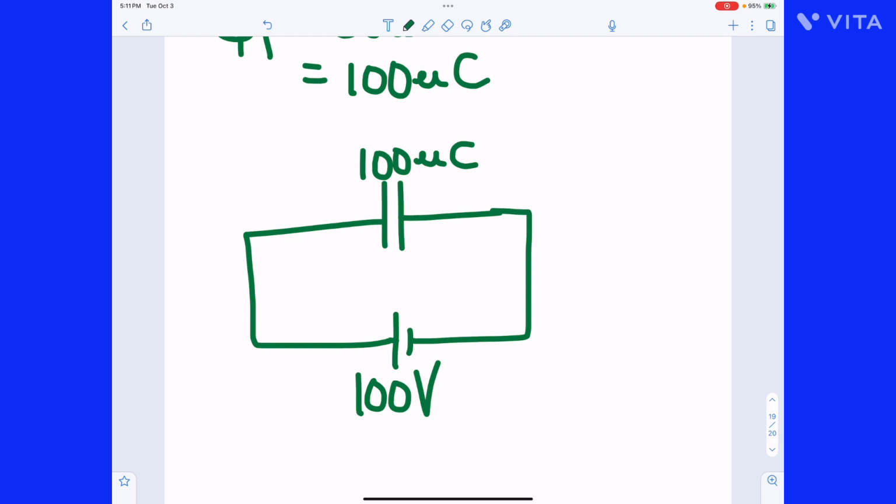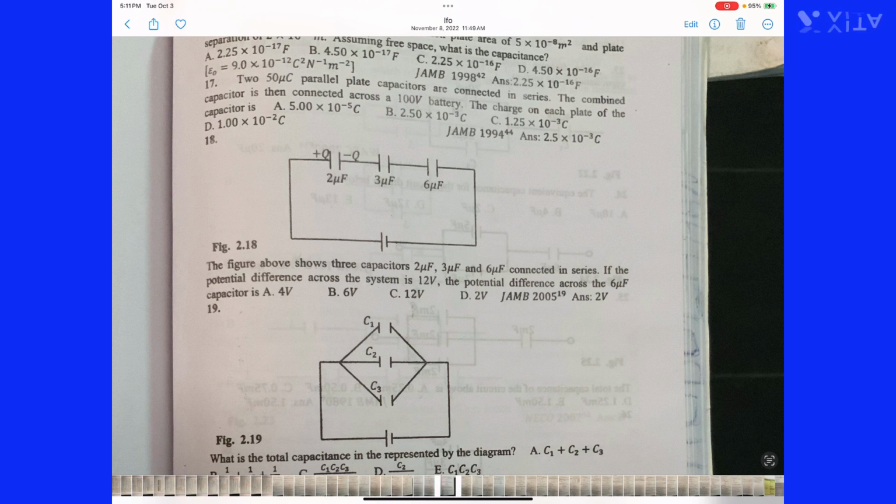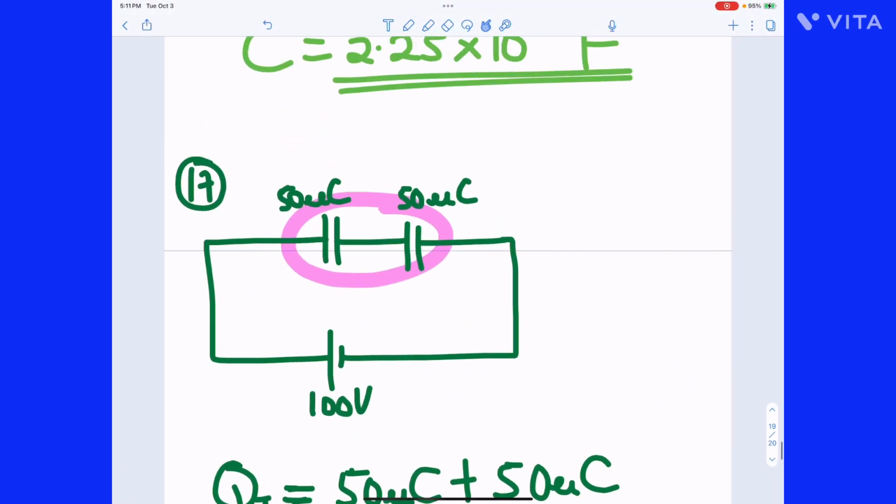So what will be the charge? What will be the capacitance of this capacitor? The charge on each plate of the capacitor. I think there's a mistake here. That's what was confusing me. This is not meant to be coulomb. It's meant to be microfarad.